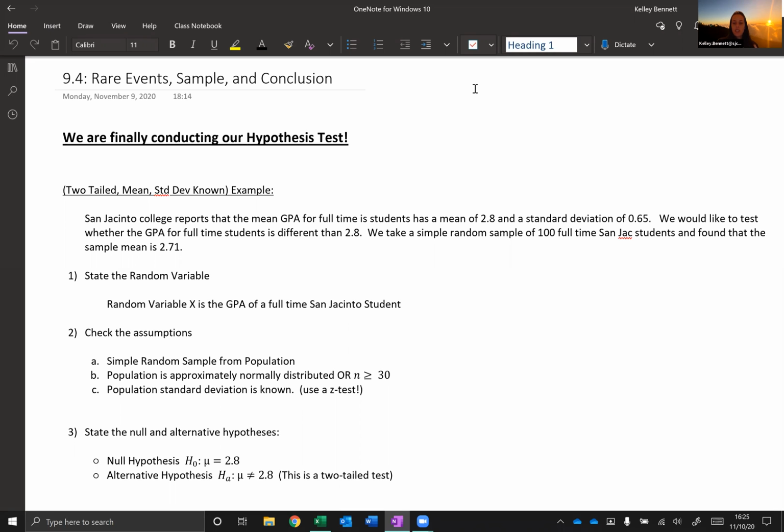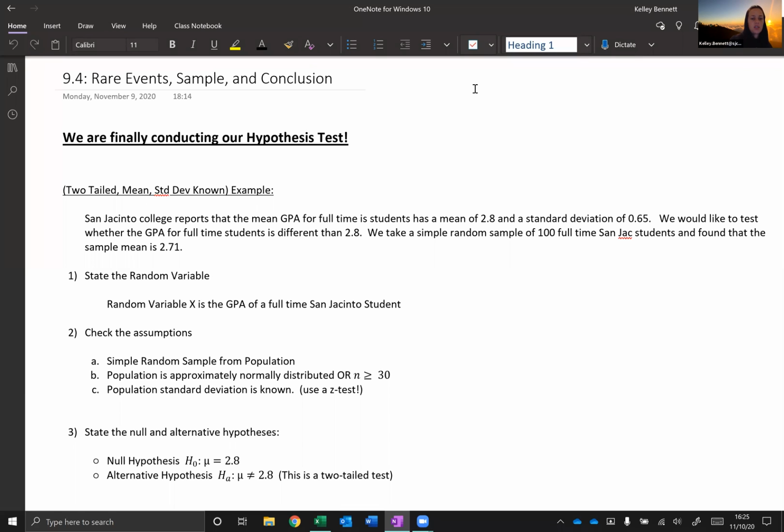So the first few examples we're going to do here, they're all going to be very similar. And I'm just going to change a couple of key things. The numbers may change, but the types of information we have is really going to be what changes what test we use. So let's go ahead and get started on this first example.